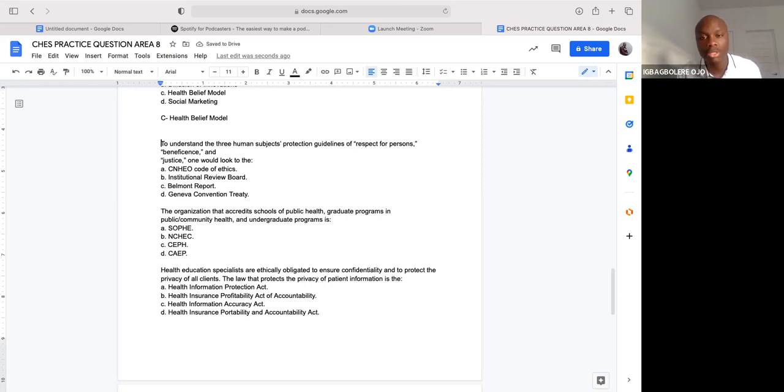To understand the three main subject protection guidelines, respect of persons, beneficence, and justice, one will look to the what? Now, this was a tricky question for me, and I had to get clarity on it during this period of studying for the exam. Option A says CNHEO Code of Ethics, could be right. Option B says Institutional Review Board, could be right. Option C says Belmont Report. Option D says Geneva Convention Treaty. If you look at this question carefully, it says: if you are looking to find the guidelines, in which book will you find the guidelines? That is the simple question.